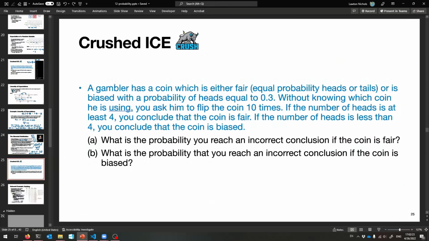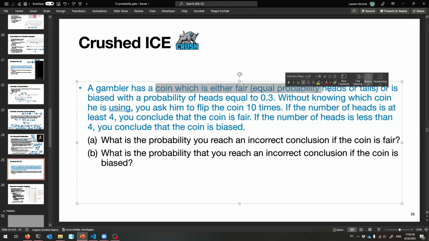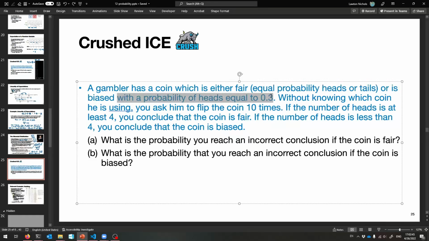All right, so let's pretend that we're gambling. So we have a coin, and we're not sure if the coin is fair. Okay, so we flip a coin and we try to see if it's fair. So it's either fair or biased. All right. So if a coin is fair, that means it's equal probability heads and tails. If it's biased, if it's a fake coin, a bad one, then we think that the probability of heads is equal to 0.3. I guess that's the only kind of fake coin you can buy. So we know it's either fair with equal probability or biased with the probability of heads being 30%.